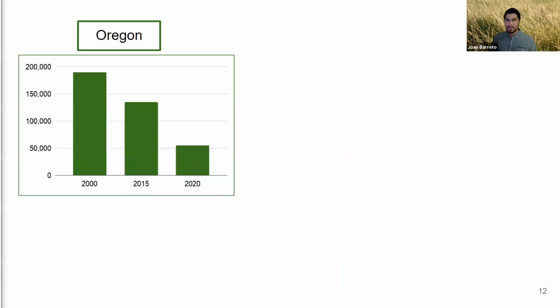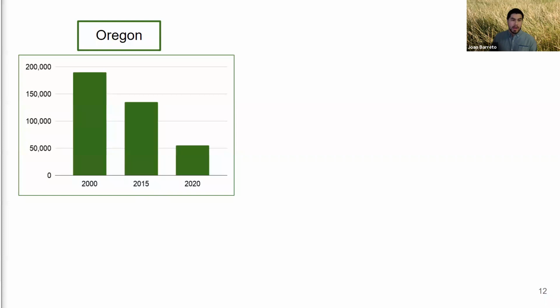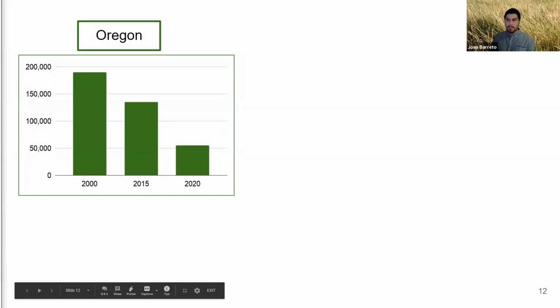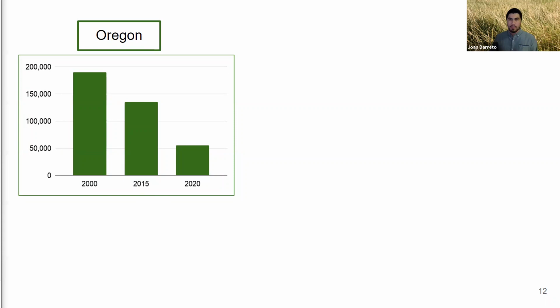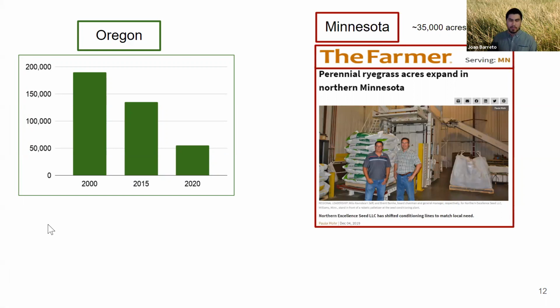Oregon has been the main seed producer in the United States. However, there has been a decline in the acreage. In 2015, it was estimated that 135,000 acres were planted, and currently there are approximately 55,000 acres. This is because farmers have transitioned to other crops such as hazelnuts or hemp. In contrast, in Minnesota, the acreage has increased and is currently estimated at about 35,000 acres.